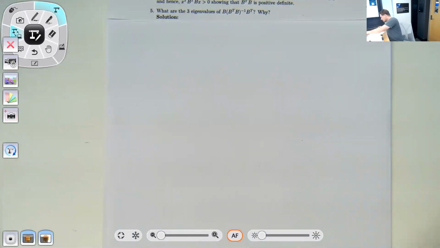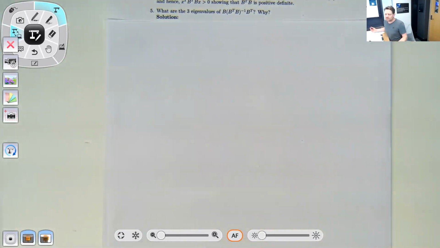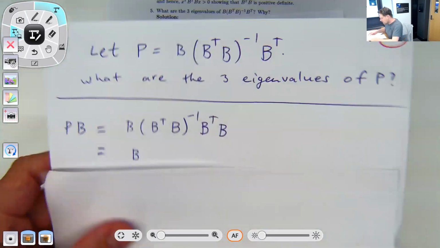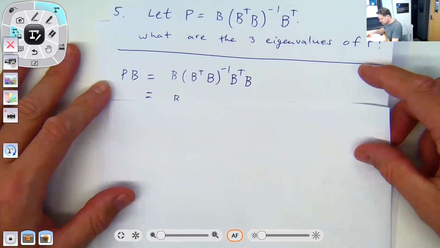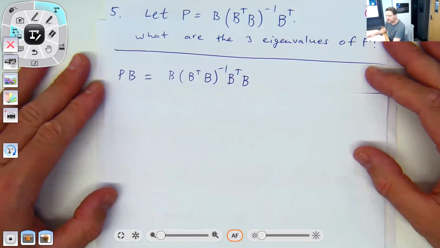And why 3 of them? Well, we've got a 3 by 2 matrix, so this product should be 3 by 3, and hence we're looking for 3 eigenvalues. Knowing that, let's call this P. We know that this is P, the projection matrix, from what Walla told us just earlier.